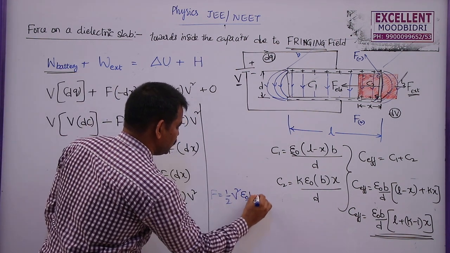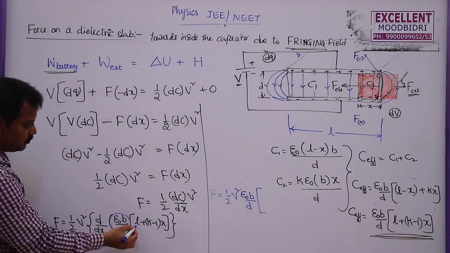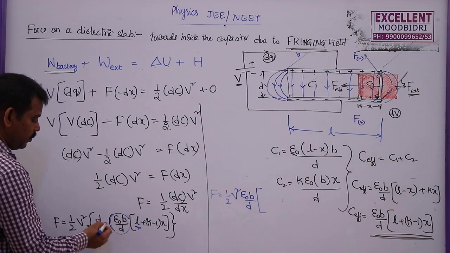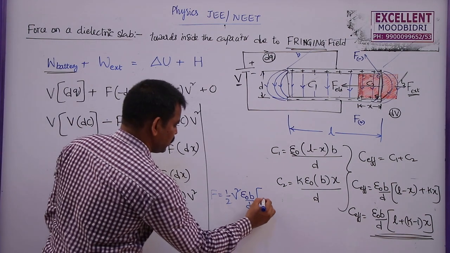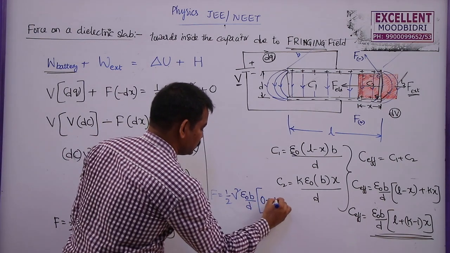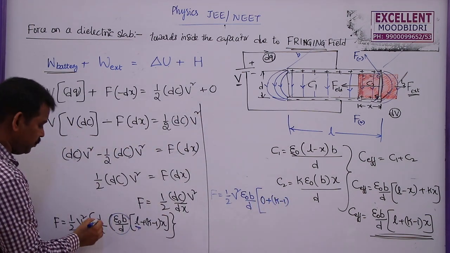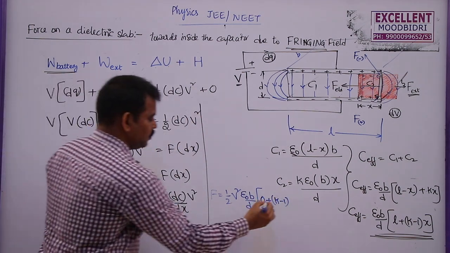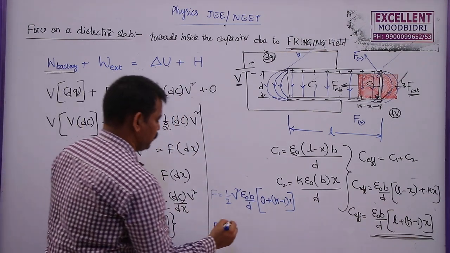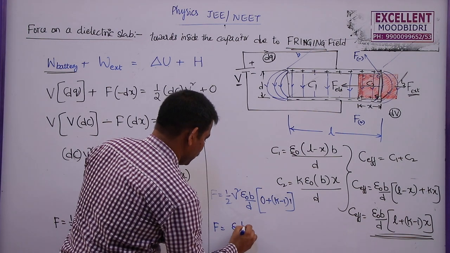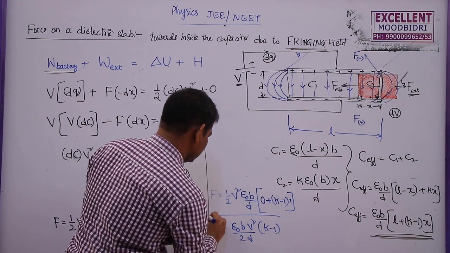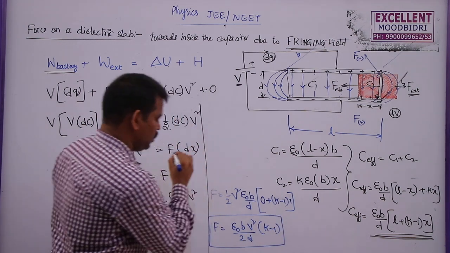Epsilon naught B by D. Now differentiate these terms. L is the length of the plate, which is also constant. Derivative of L with respect to x is 0. So I can write 0 plus K, the dielectric constant, minus 1. So bring it outside once again. K minus 1. Derivative of x with respect to x is equal to 1. So the force experienced by the dielectric slab is given by epsilon naught B V square by 2D into K minus 1. This is the force experienced by the dielectric slab.